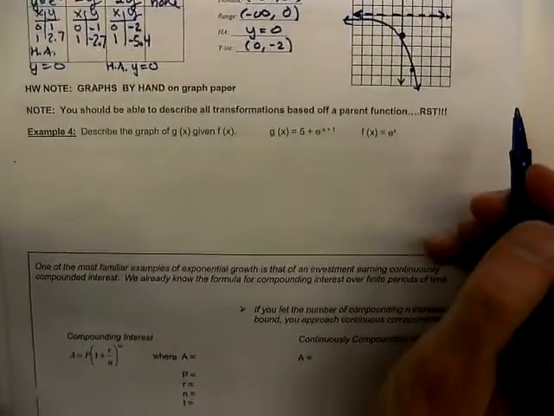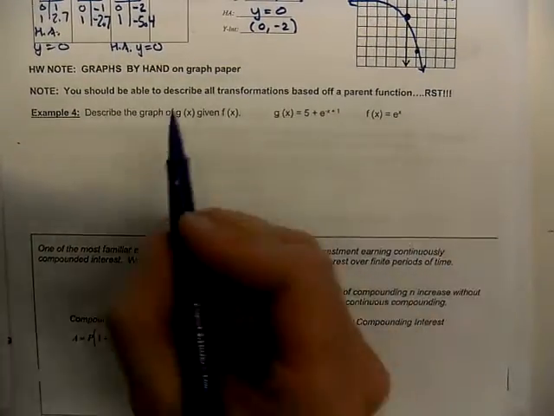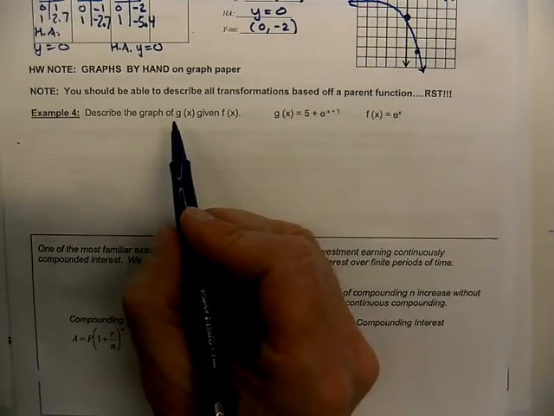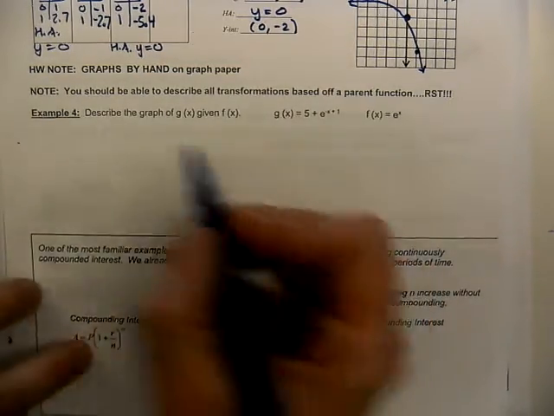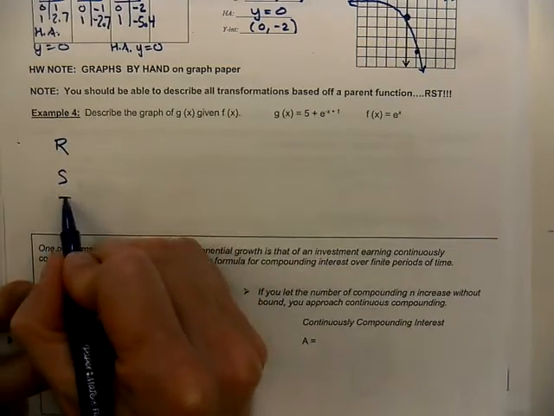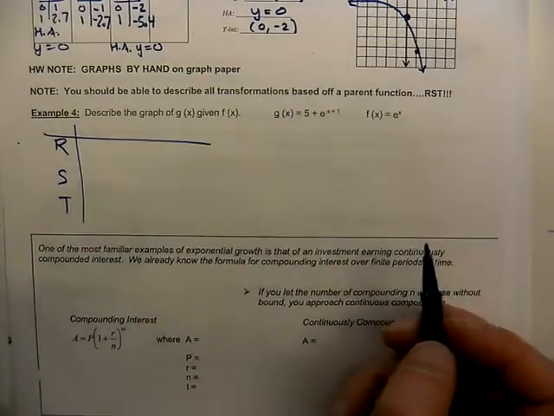But we also want to take a look at a problem where we're not focusing on the graph, but we're still looking at identifying the kinds of transformations that we have. Do we have a reflection? Do we have a stretch? Do we have a translation? And we want to describe it, meaning we want to detail what that might look like. So here's my reflection and my stretch and my translation. Here's my little table to kind of put all the information in one place.